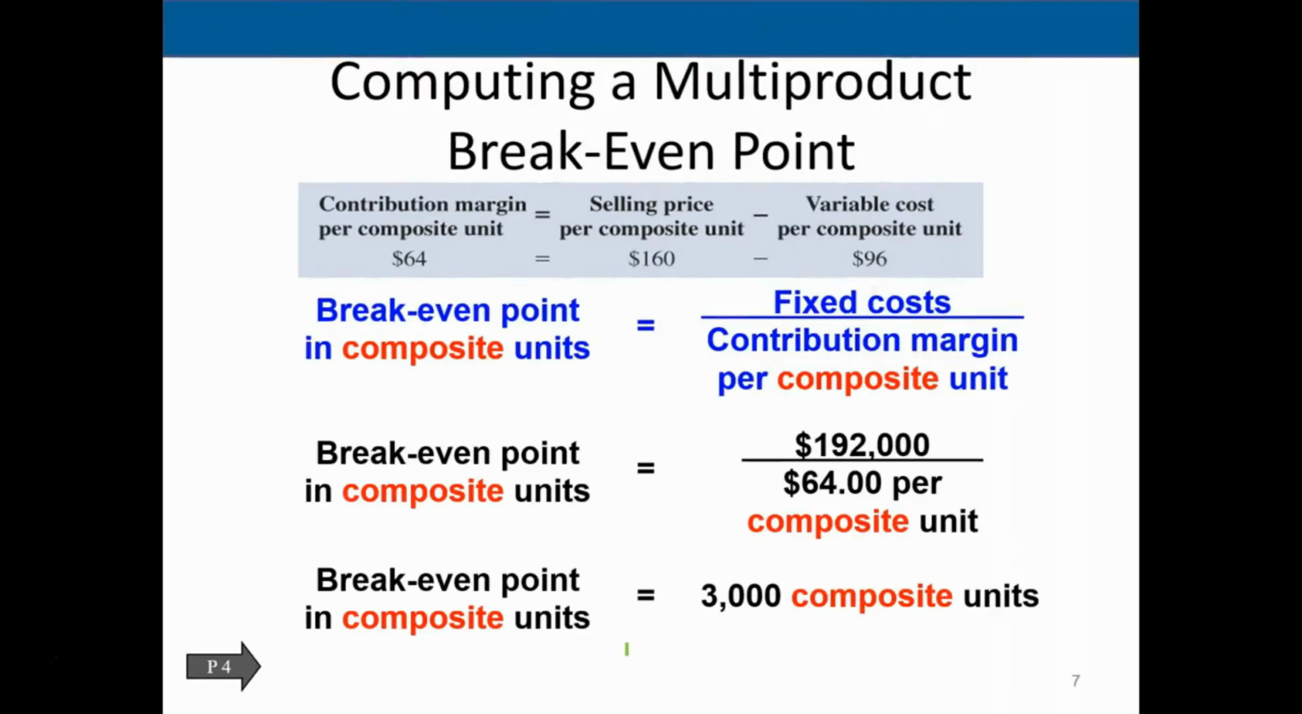So then if we just take that 64 and divide it into our fixed costs, the cost like the rent, divided by our composite unit that we just came up with of 64, then we come up with 3,000 composite units. Now, what does that 3,000 composite units mean, you might be asking? How many cuts do I have to have of the basic? How many do I have to have of the ultra and whatnot through that 3,000 composite unit?